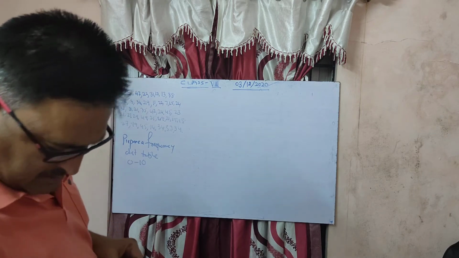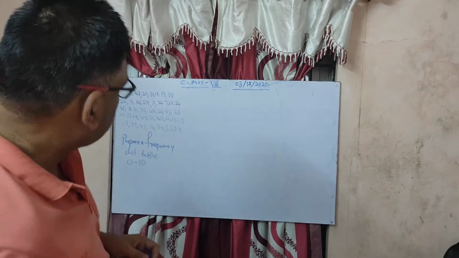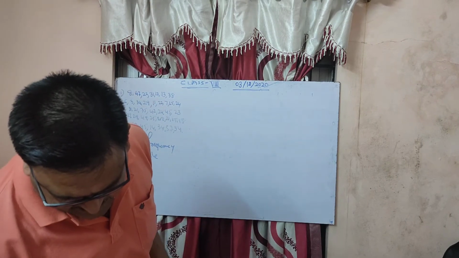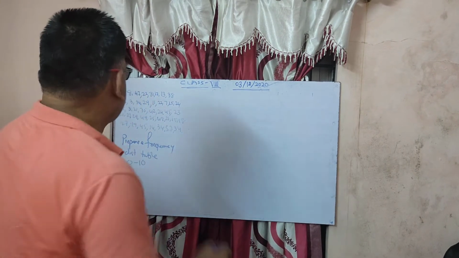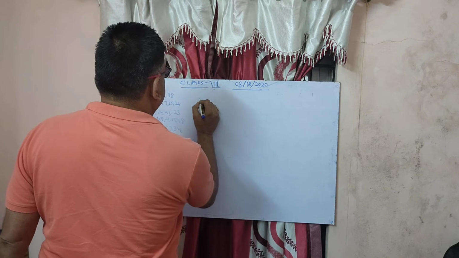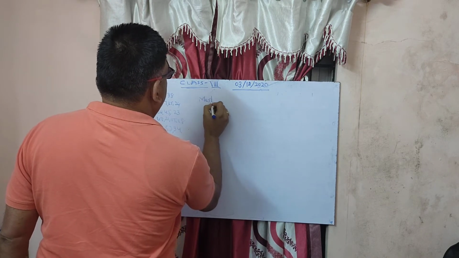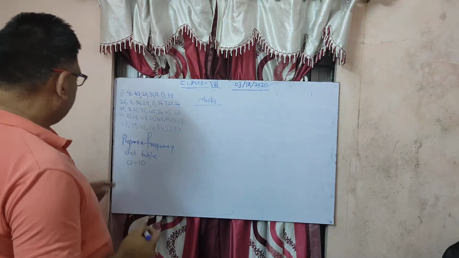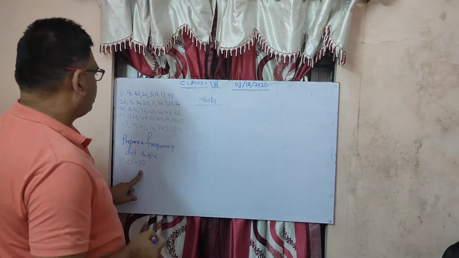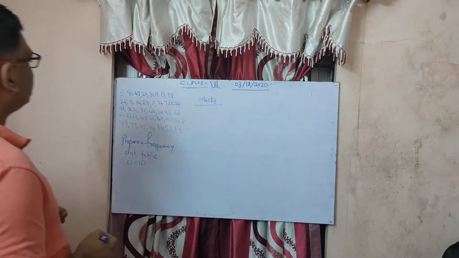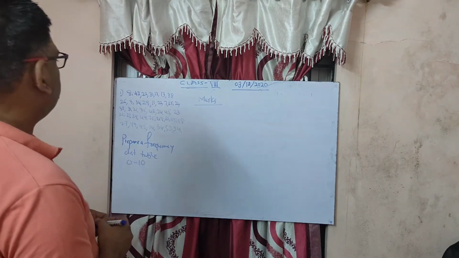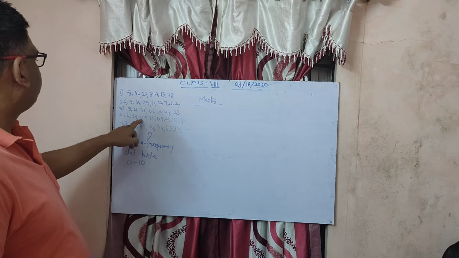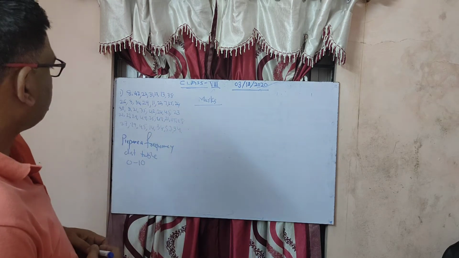The first thing we'll do: what are these? These are the marks. So the first column will be marks. Now, they told us to start from 0 to 10. So which is the biggest number here? I think this 49 will be the biggest number.